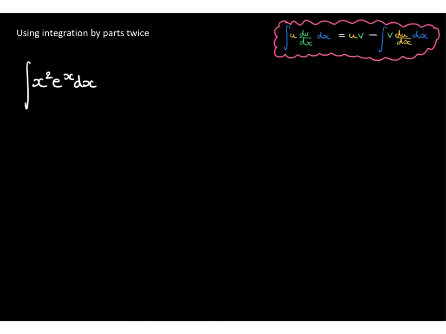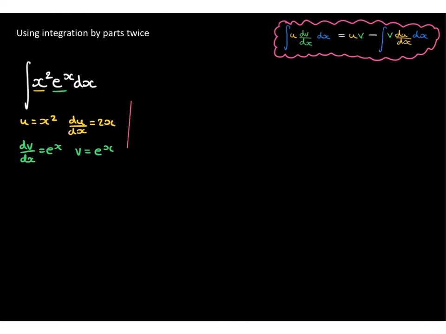So we're going to have a look at two very special examples of integrals which require us to use integration by parts twice in order to complete the integral. So let's start off the process. I want u to equal x squared, which gives me du by dx equals 2x. And I want dv by dx to equal e to the x, which gives me v equals e to the x.